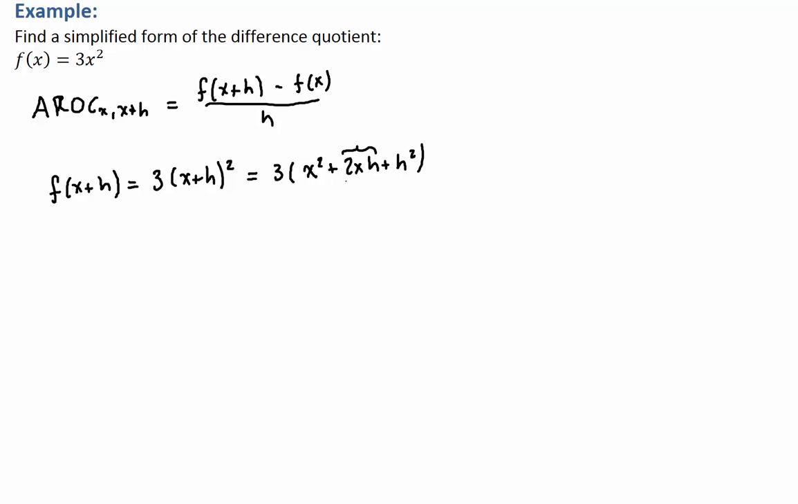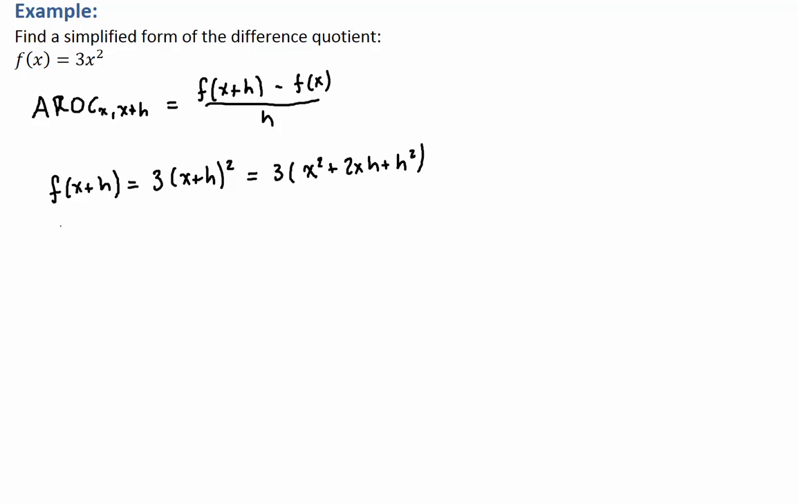As just the double product, a lot of people will just square x and then square h and completely forget about the double product. Please don't forget about that. To convince yourself that that term appears, just FOIL x plus h times x plus h, and you will see that you'll get that term right there.